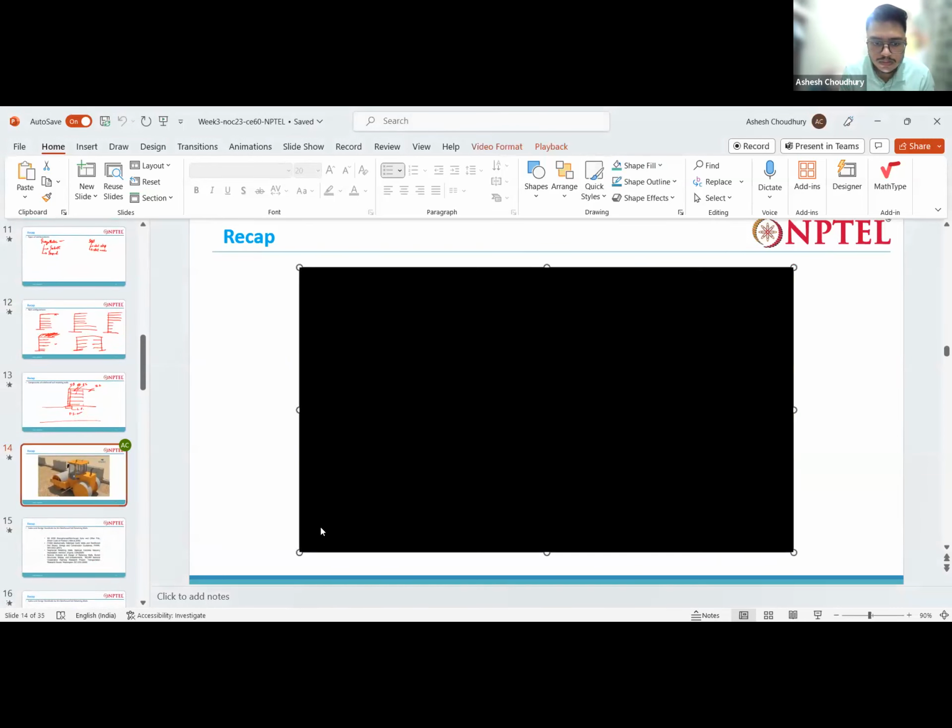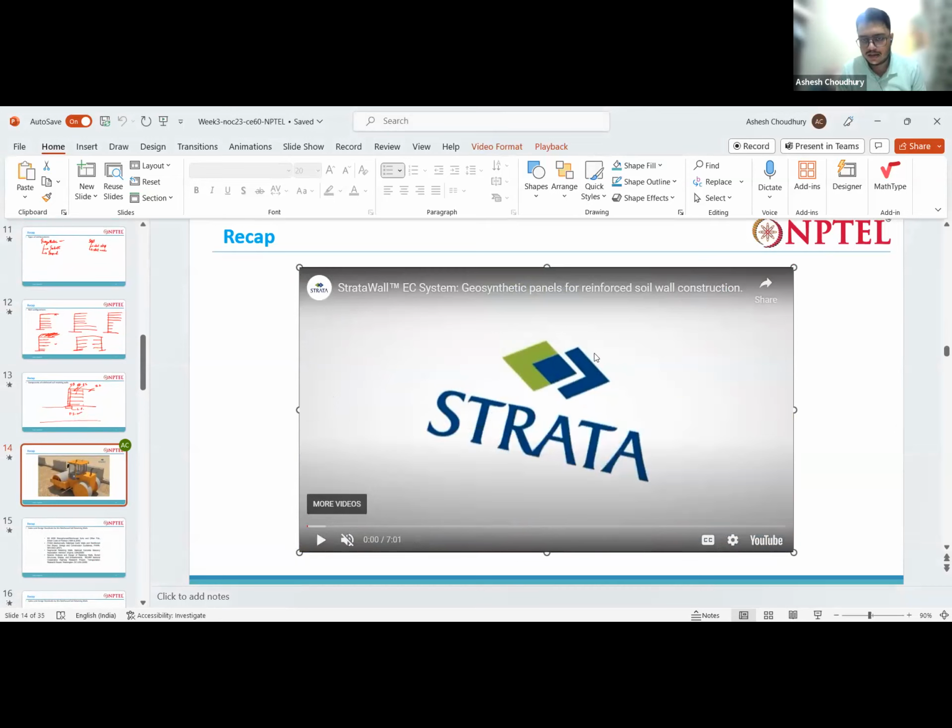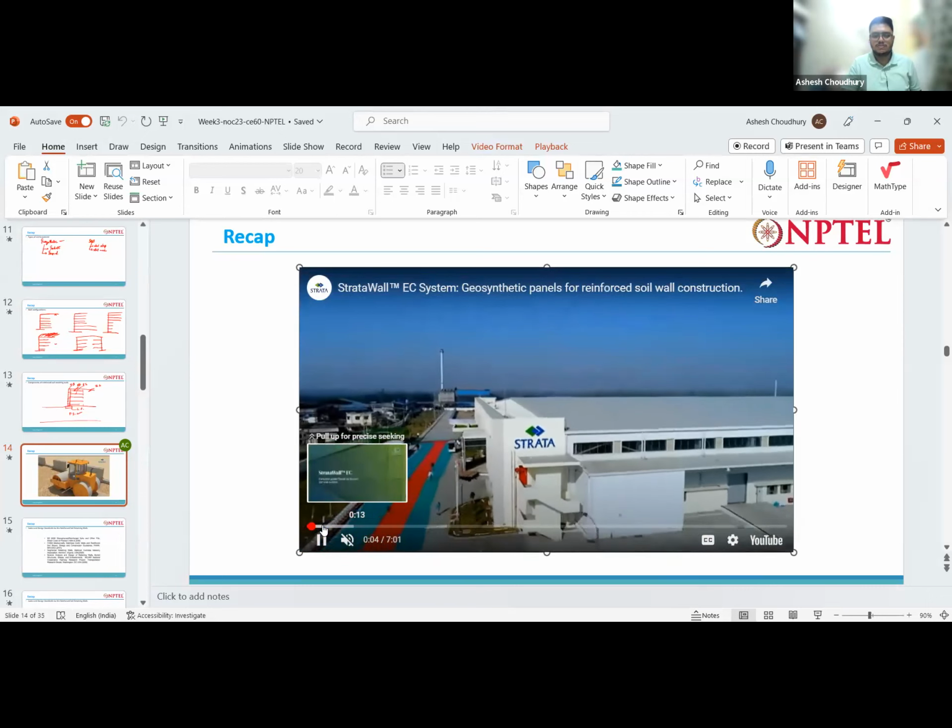So this company Strata is a very popular company. They manufacture geosynthetic materials, and they also help in designing these systems. It's a very popular company. They have done many projects in India.